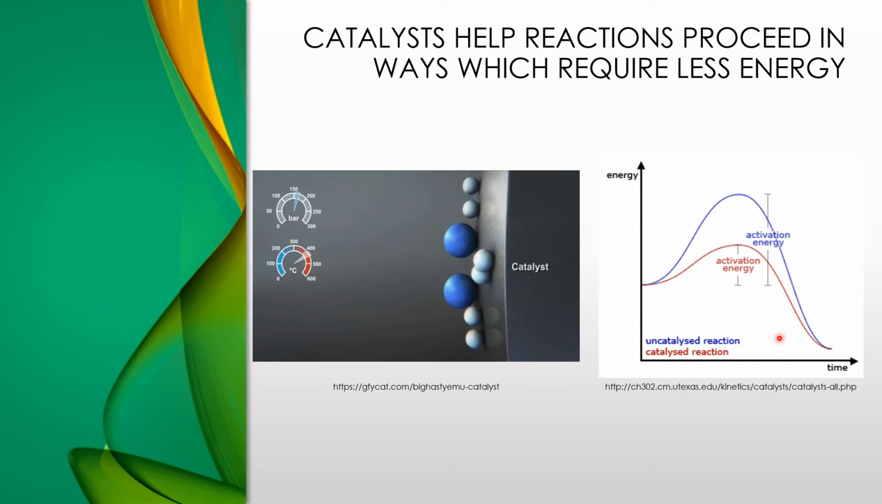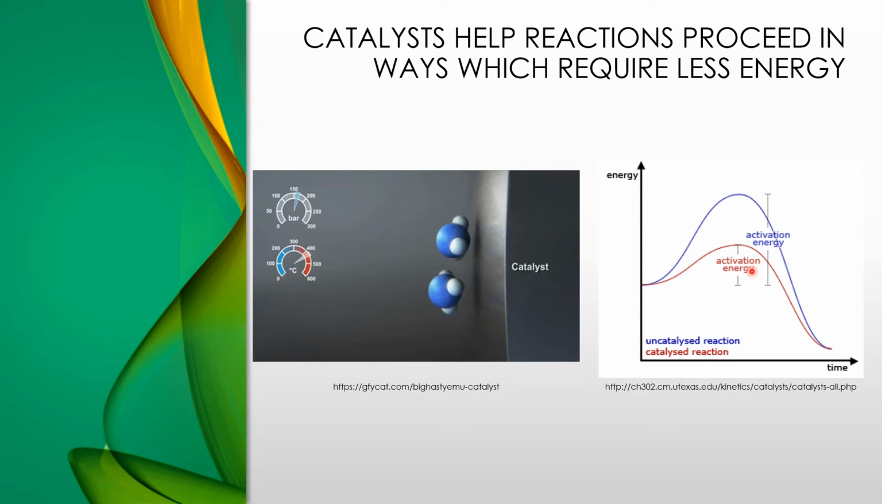And so what we can see on this graph is two versions of the same reactions. We start with the same reagent and we end with the same products. But what we're comparing is an uncatalyzed versus a catalyzed reaction. Now, to distinguish the difference, catalysts help reactions proceed in ways which require less energy.